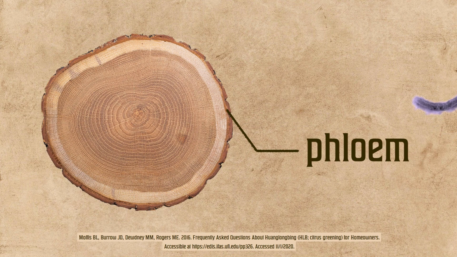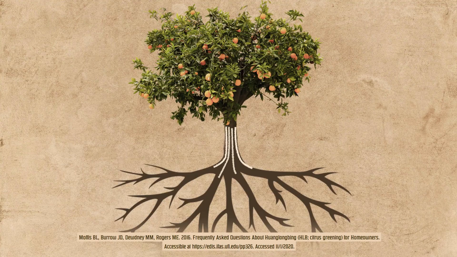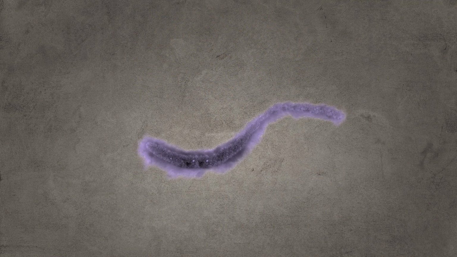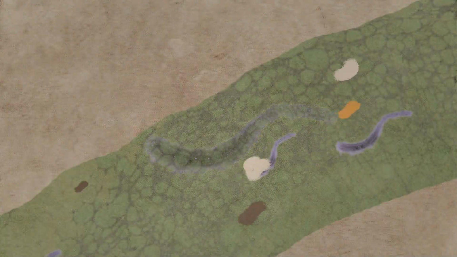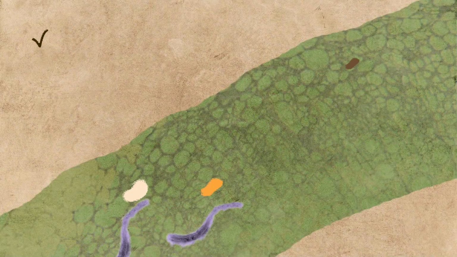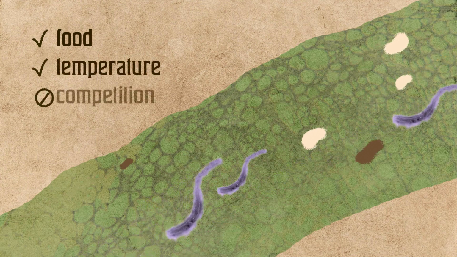CLAS must first get into the tree's phloem. This fluid transports nutrients from leaves to the rest of the tree. It's kind of like our blood. Without the optimal conditions, CLAS will not thrive. But once CLAS enters the phloem, it's in paradise. It has plenty of food, the perfect temperature, and no competition.